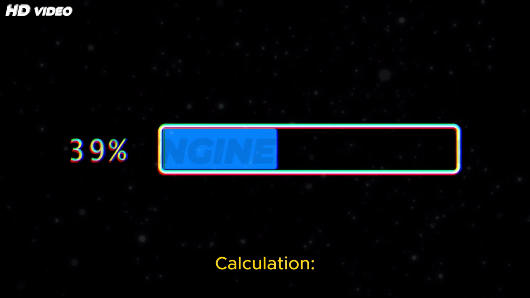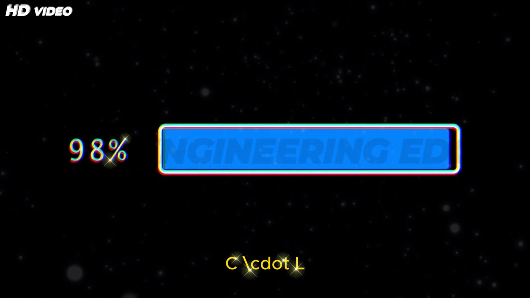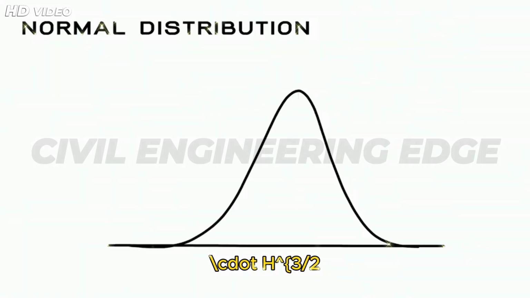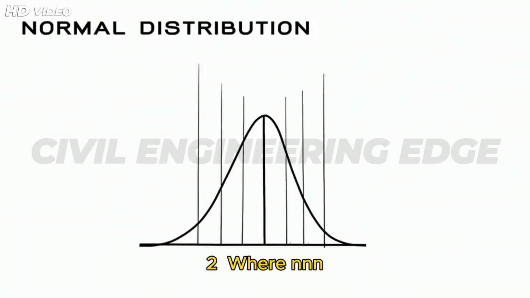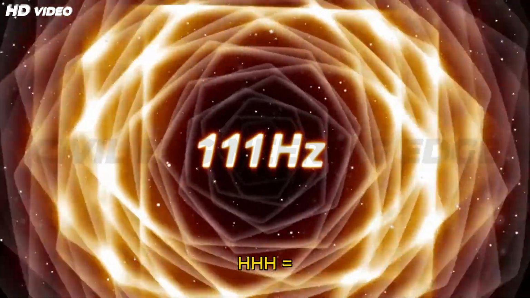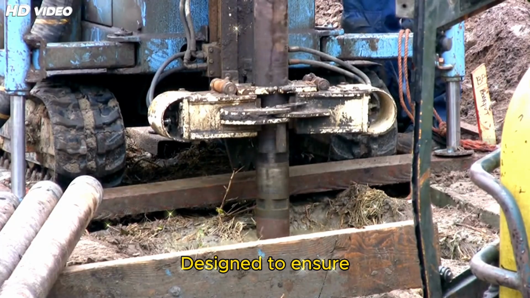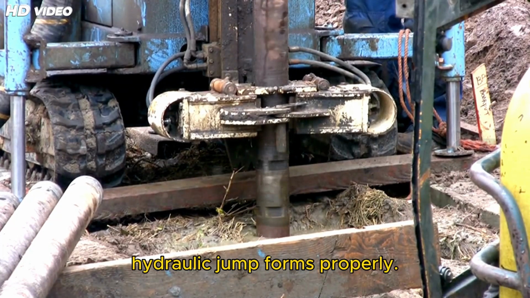Discharge calculation: Q equals N·C·L·H^(3/2), where N equals number of notches, L equals length, C approximately equals 1.70. Stilling basin, designed to ensure hydraulic jump forms properly.